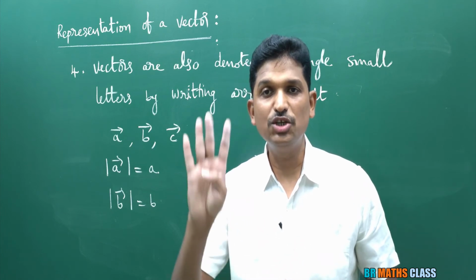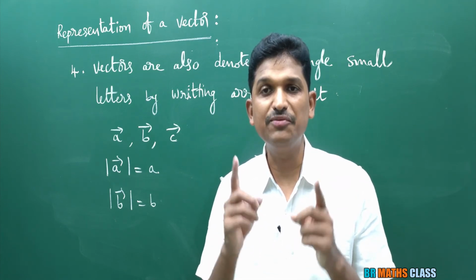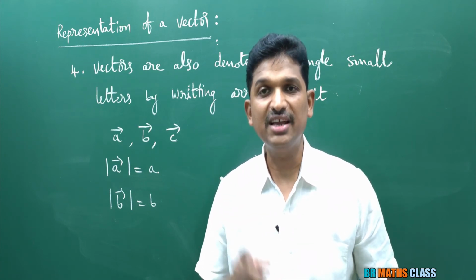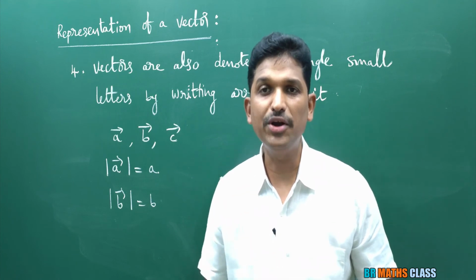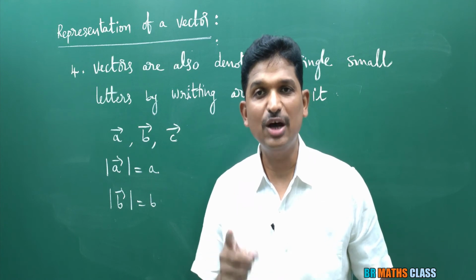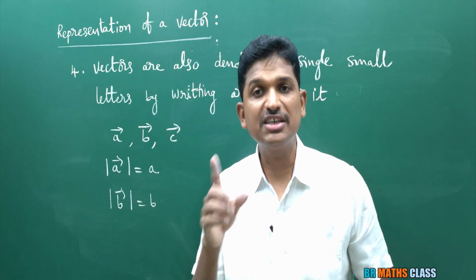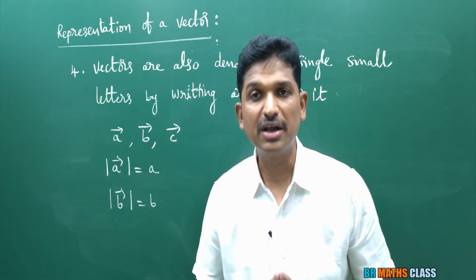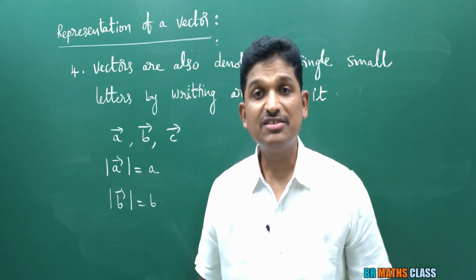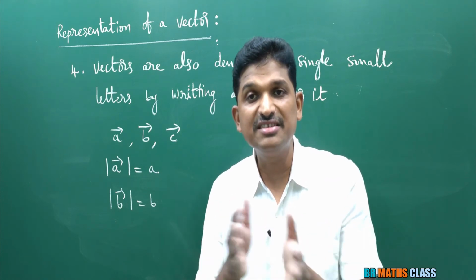Representation of a vector. In representation of a vector, you learn total 4 points. What is the first point? Vectors are represented by a directed line segment with initial point and terminal point. Second point, if AB bar is a vector, it means that it is directed from A to B, whose initial point is A, terminal point is B. And third point, length of a vector AB bar is known as magnitude of that vector. Length of AB bar is AB. Magnitude of a vector AB bar is denoted by modulus of AB bar. What is modulus of AB bar? Modulus of AB bar is AB. What is the modulus of BD bar? Modulus of BD bar is BD, because length of the vector BD bar is distance between the points B and D.